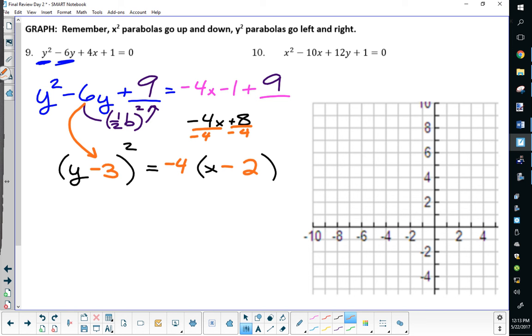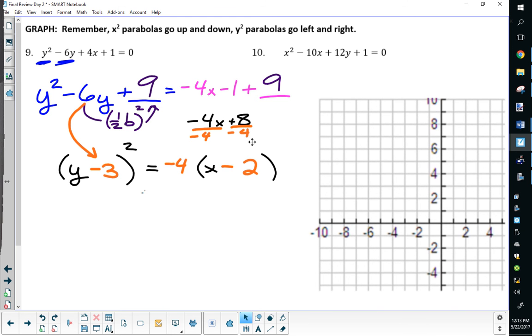Go ahead and try to graph that now on your graph. We don't disregard the 8. We divided the 8 by negative 4. We factored the negative 4 out of it. That's not what we're doing. We're factoring out. It's a different factoring technique. And so it's a different setup.